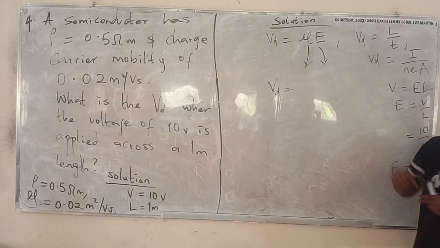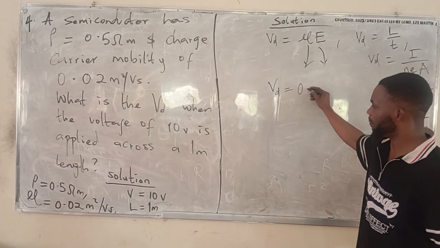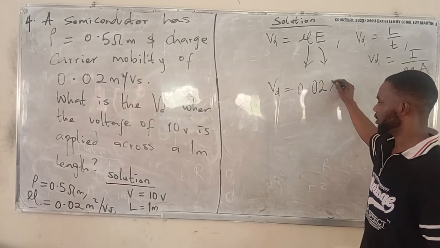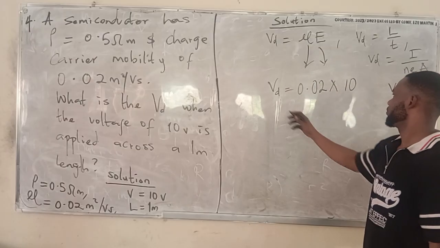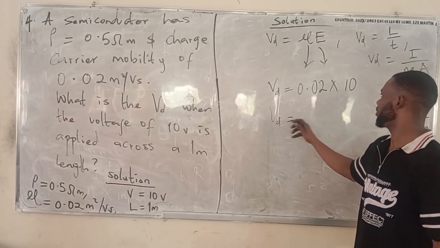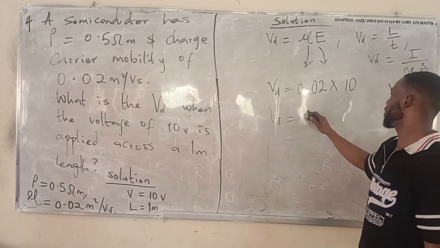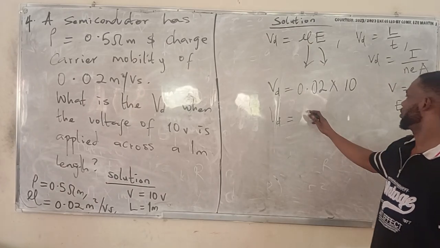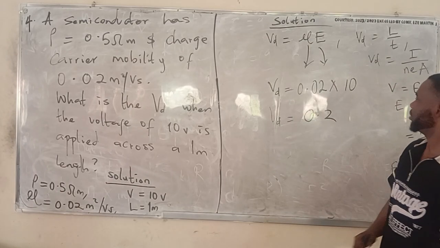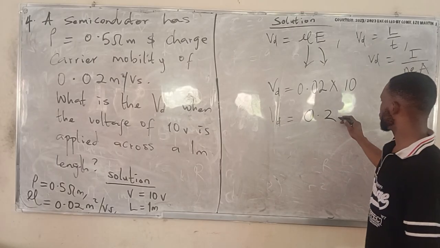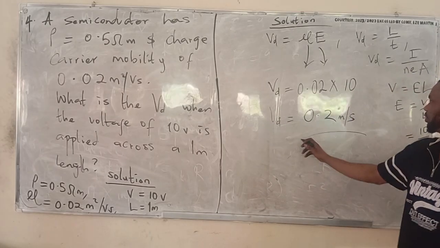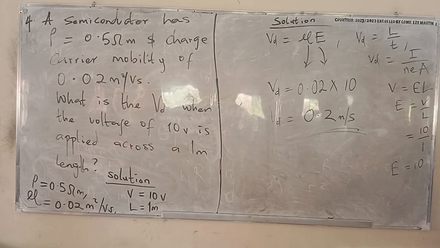Now when I find this, I will do 0.02 times E, which is 10. So drift velocity will now be equal to what? Is this 0? Is this 0.2? 0.2, which is meter per second. Now please, this is my drift velocity. If somebody now wants to say, what about length over time? They did not give me time here.